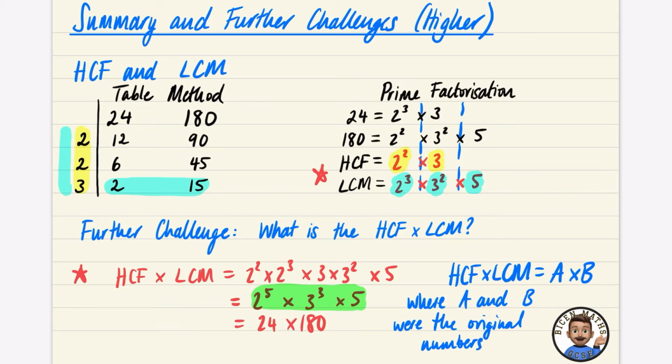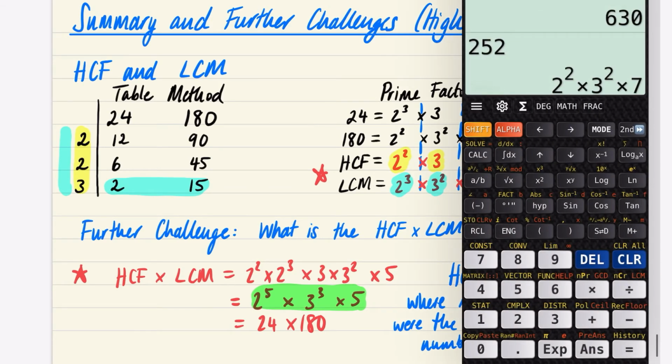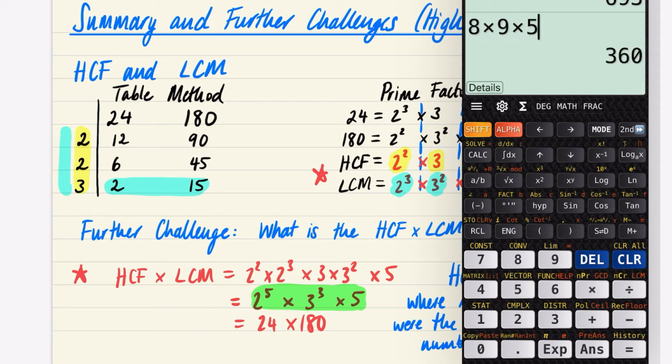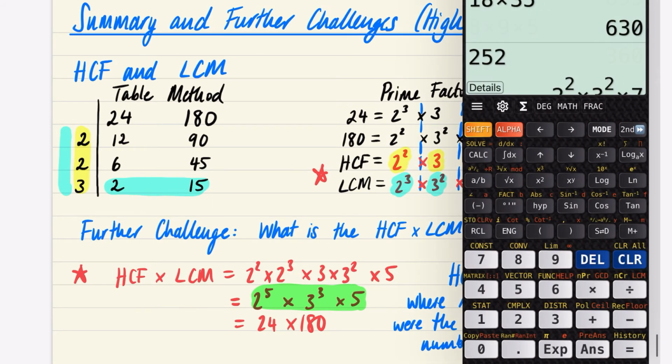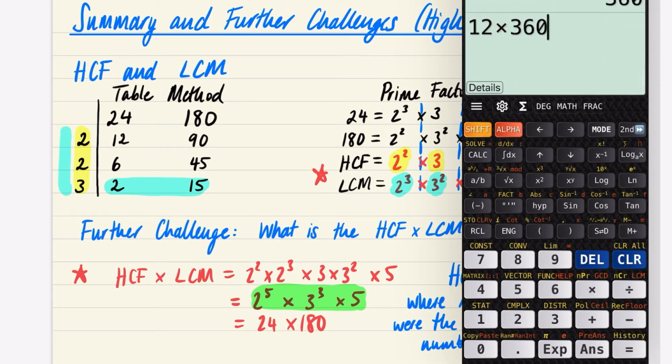And I'll just show you that. The highest common factor, which probably should have worked it out for this question, is 4 times 3, which is 12. And then the lowest common multiple was 8 times 9 times 5, which I think is 360. I'm just going to double check. 8 times 9 times 5, yeah, 360. So if I do 12 times 360, it's 4,320. And if I do 24 times 180, it is also 4,320.